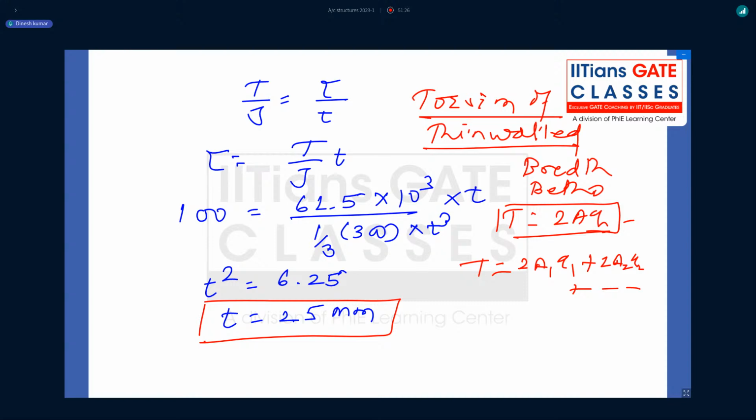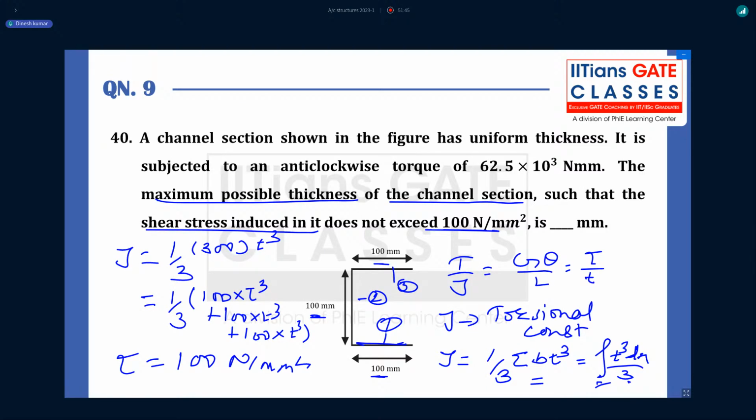Now the second formula is the angle of twist. You guys should remember it for single cell, and for multi-cell it is theta1 equal to theta2 and so on. This is for closed section. And whatever we discussed earlier, this torsional formula is for open section. So there are not many formulas in this torsion of thin wall. You guys can prepare this topic well for your GATE preparation.